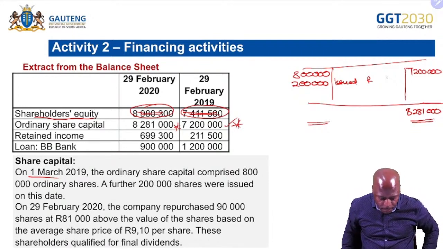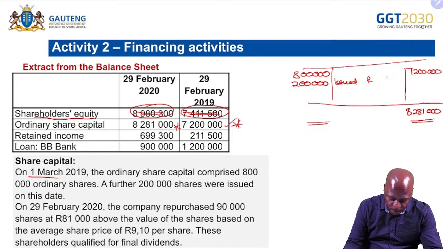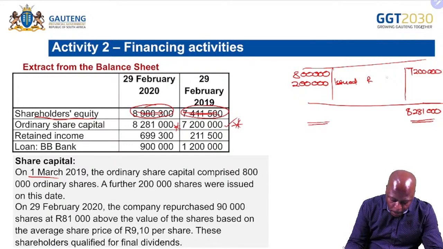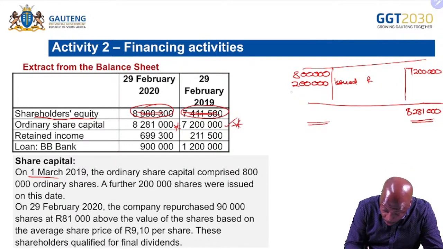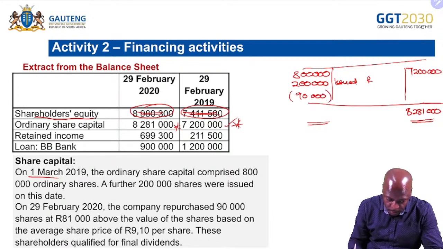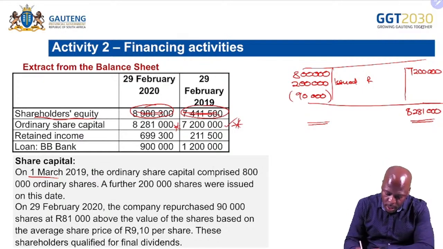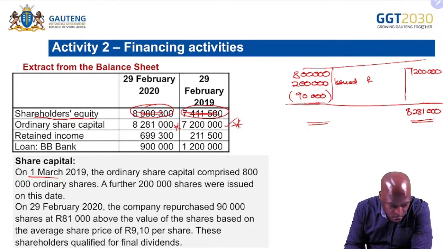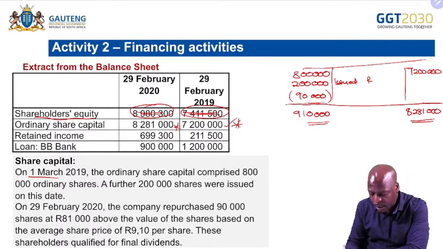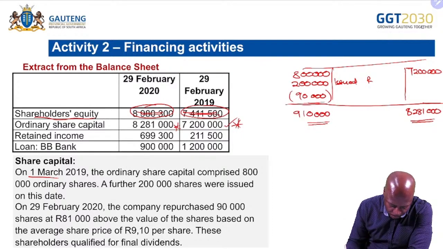Then they say to me that on 29 February, the last day of the financial year now, the company repurchased 90,000 shares. So I'm coming here now to say minus 90,000 shares. All right? I'm repurchasing 90,000 shares. If you were to do figures here, you should then get 910,000 here. Okay? Now, they then say, these shares were repurchased at 81,000 above the value of the shares.